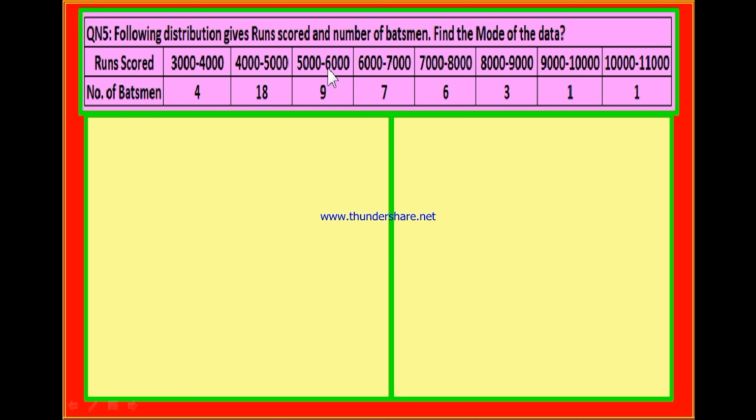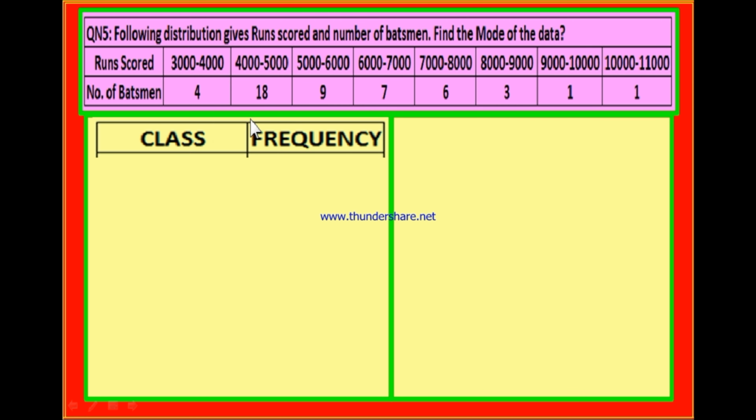If you observe, the first row contains the runs scored by the batsmen and the second row contains the number of batsmen. You can consider the runs scored as classes and the number of batsmen as frequency. Now let us form a table. The first column is for classes and the second column is for frequency.